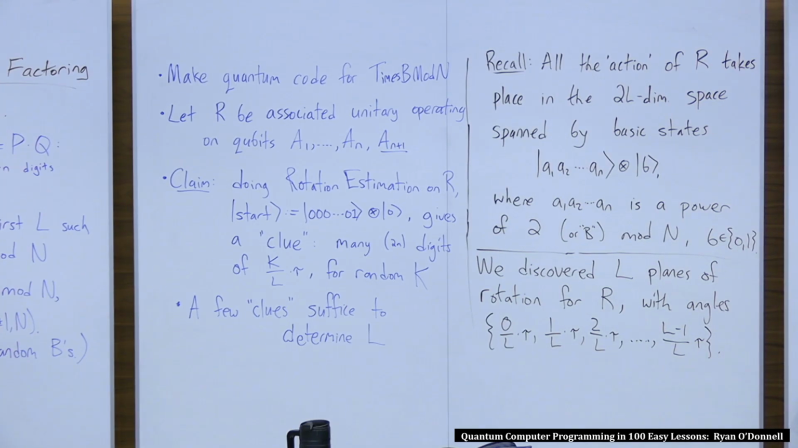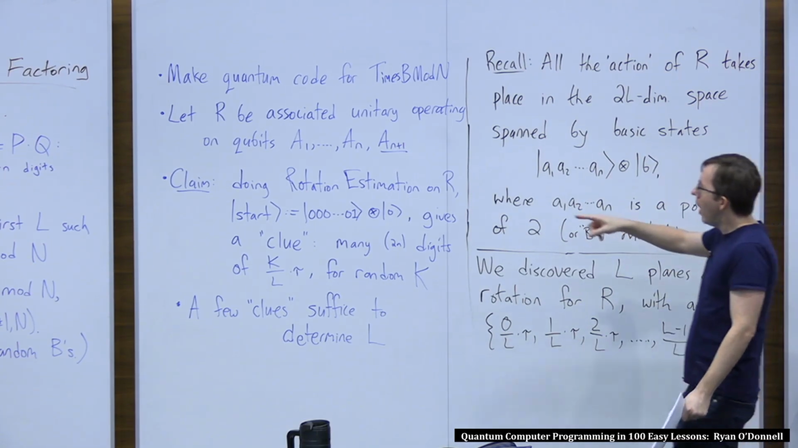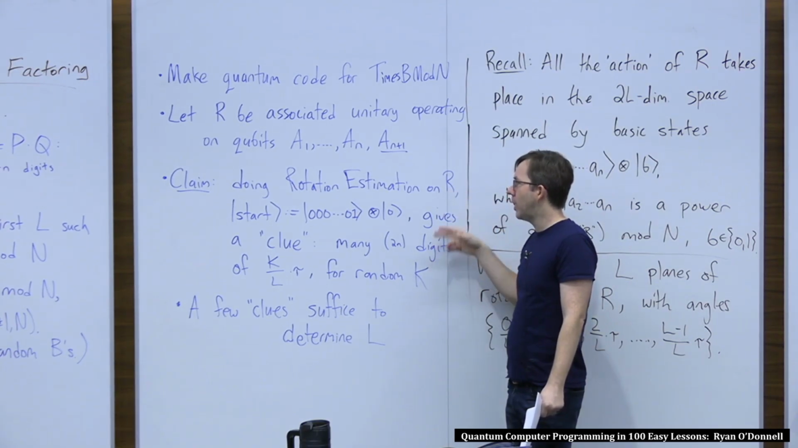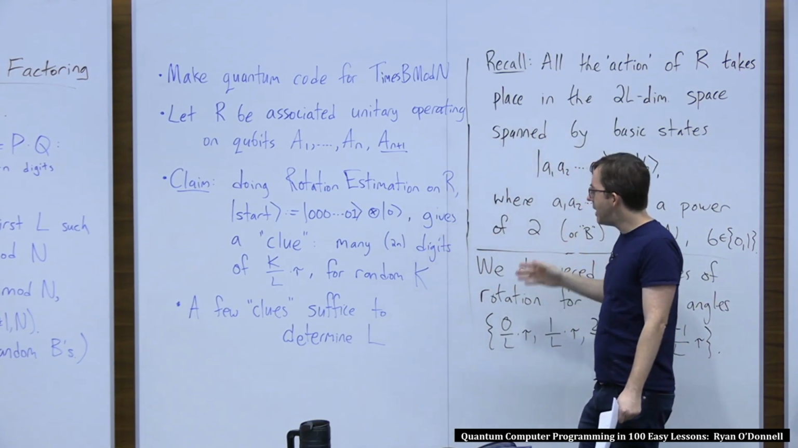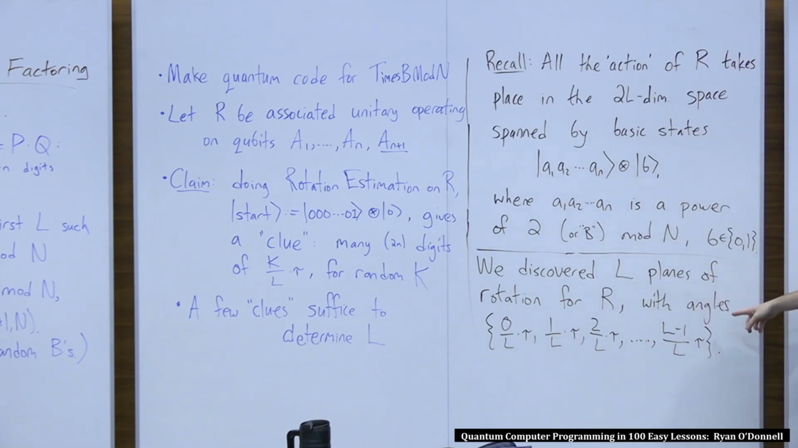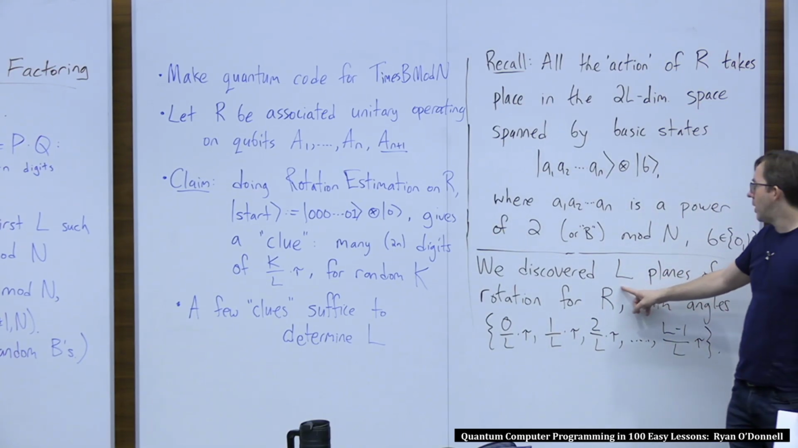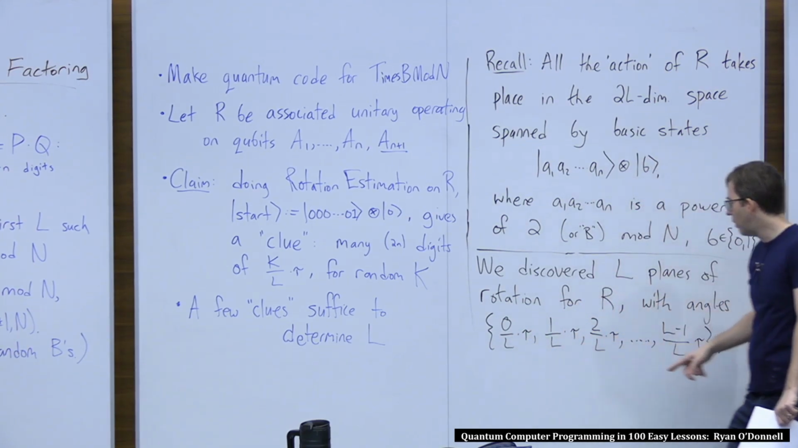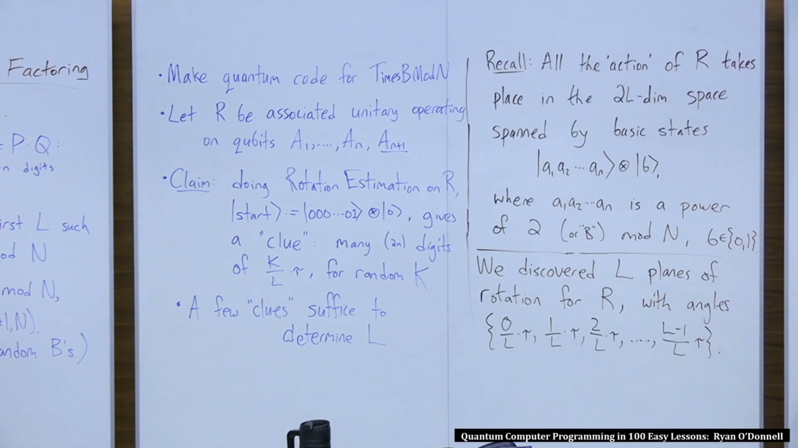Okay, so what have we done and what have we not done? In this lecture, we'll do the parts we haven't done. We have about 90% figured out the planes of rotation for R, and I'll review that. We discovered L planes of rotation for R with angle 0 over L of a circle, 1 over L of a circle, 2 over L of a circle, and so forth.